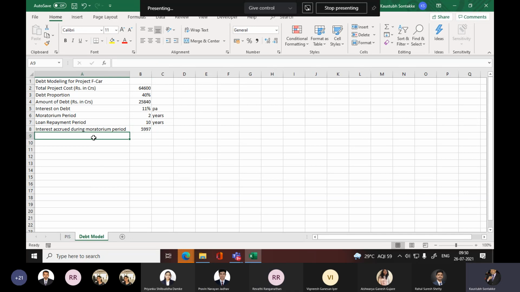Now, next heading you will give debt including moratorium interest payable. Write down debt incl. moratorium interest, I'm writing it in short, repayable in 10 EAIs. We know that 10 years repayment period is there, and we are going to pay equated annual installments.